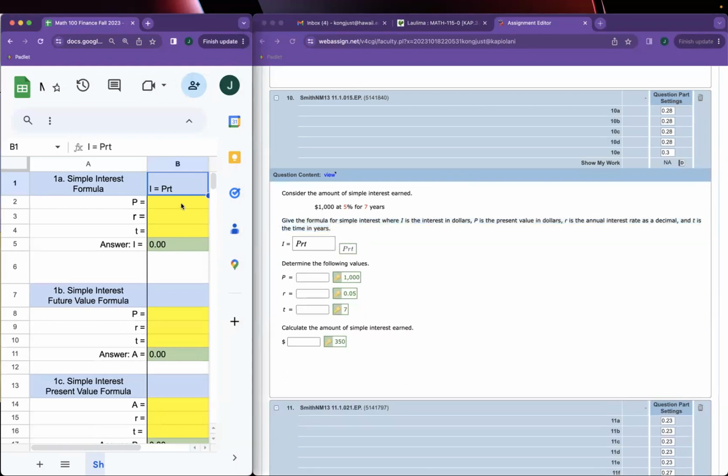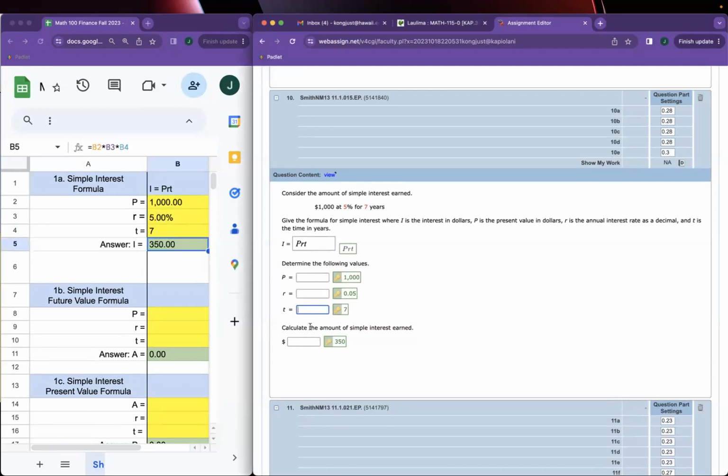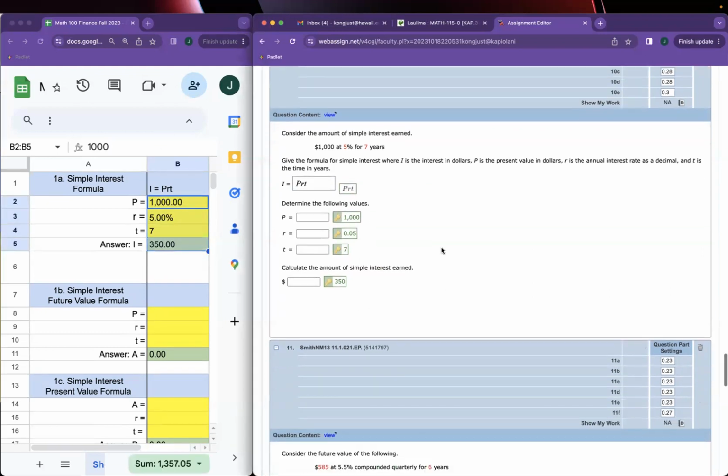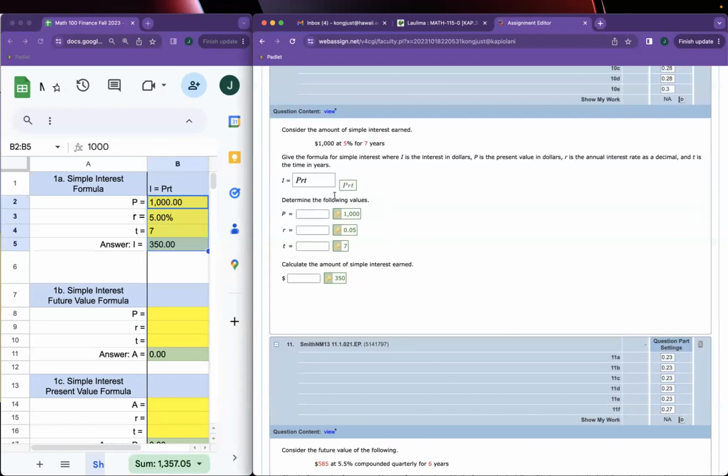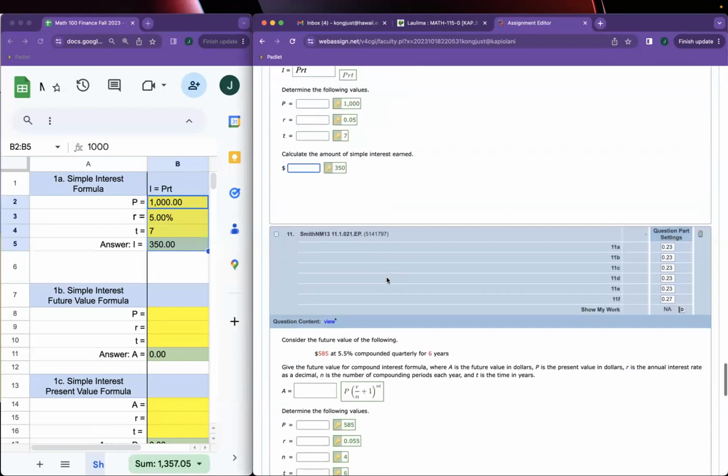Anyway, what are the actual numbers? P is 1,000, R is 5%, T is 7 years, and we get 350. So all those things match up with what I have over here. Remember, guys, when you take the actual test, this is kind of what you're going to be doing. You don't have to write the formula out, but you should state which formula reference number it is, the individual variables, and then give the answer.